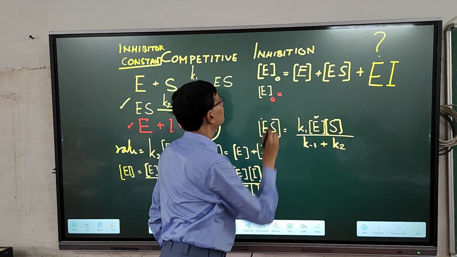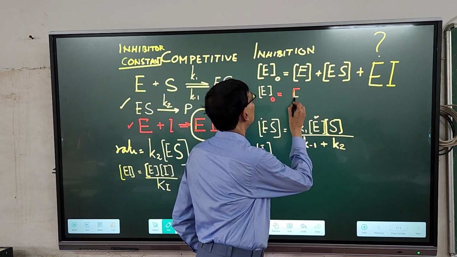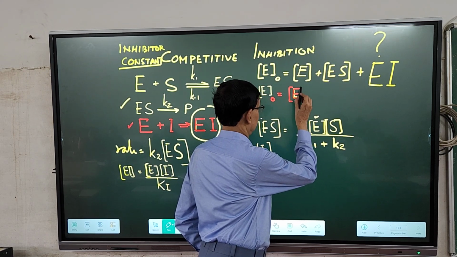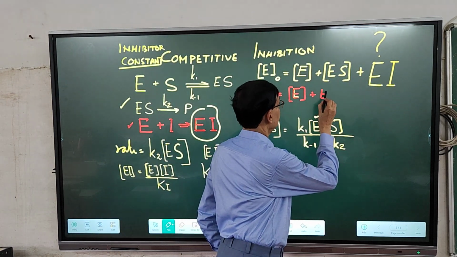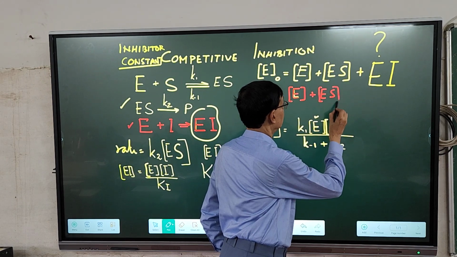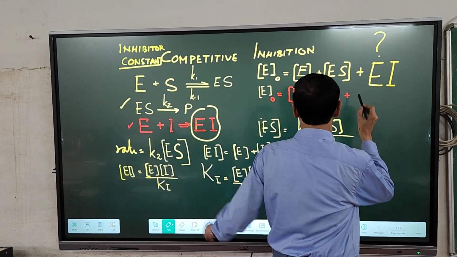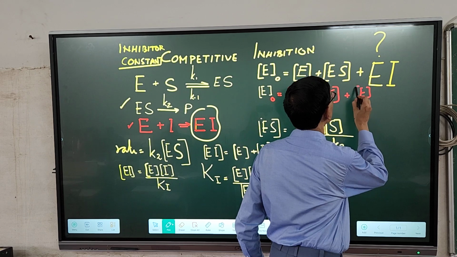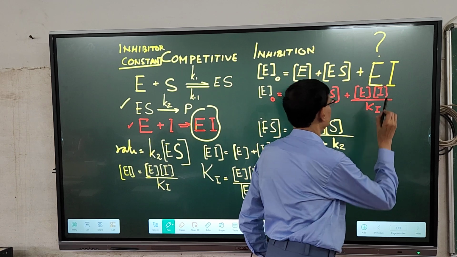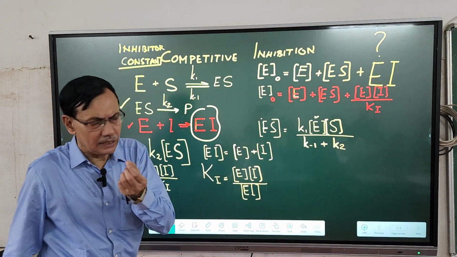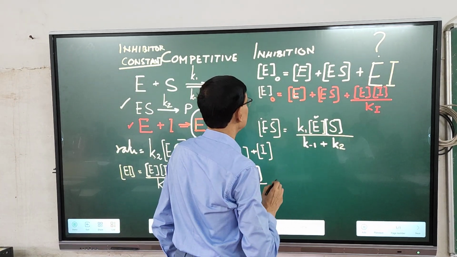So E0 is equal to E plus ES plus EI, and EI is equal to E times I divided by Ki, or in some books you can write the inhibitor complex EI also. So therefore I can write like that.